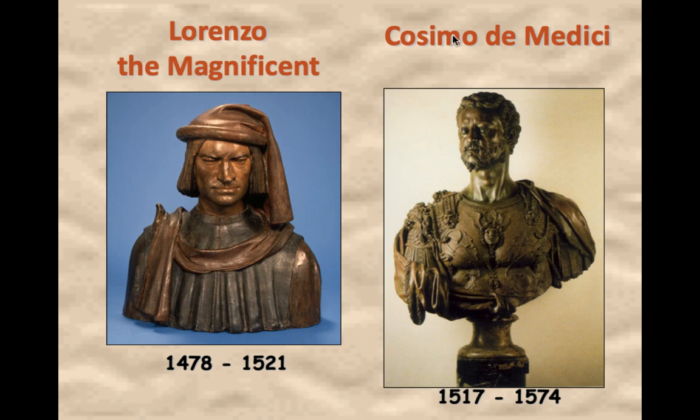So here are some of the sculptures done in bronze. These are, again, part of this Renaissance, perfecting the human being and showing the power of the individual.